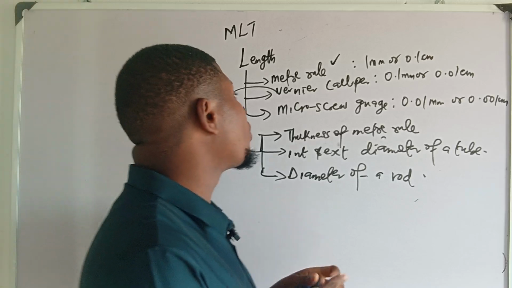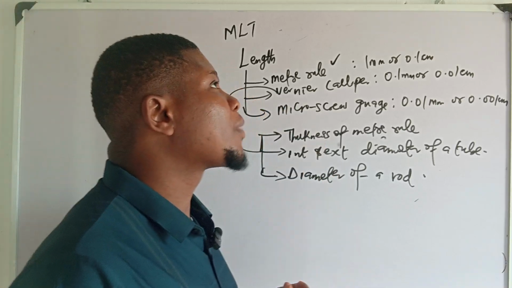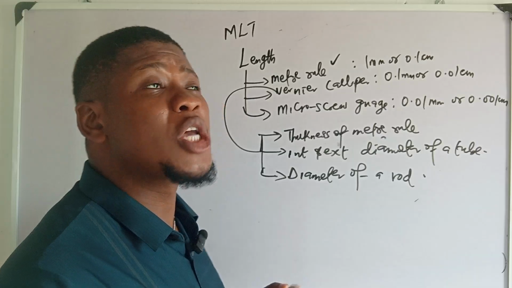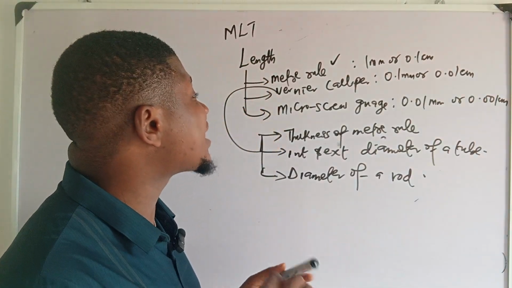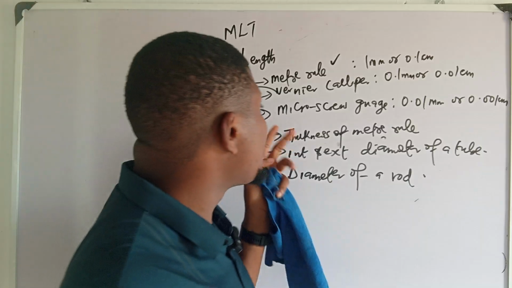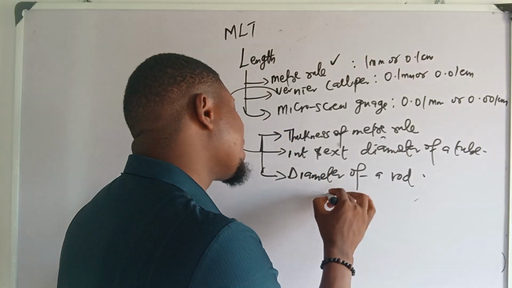The next thing you have to know about this vernier caliper again is the precaution while using it. The precaution is that you avoid any zero error. And how do you avoid any zero error? By setting the zeros of the main scale and vernier scale to coincide. Coincide means where they meet.